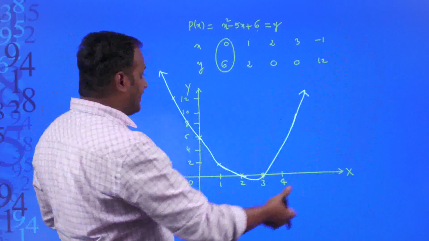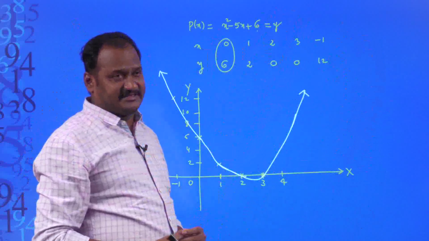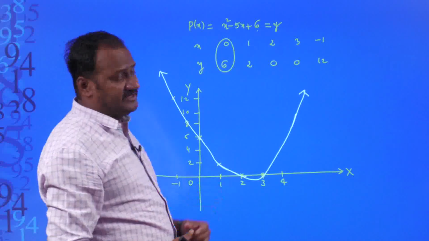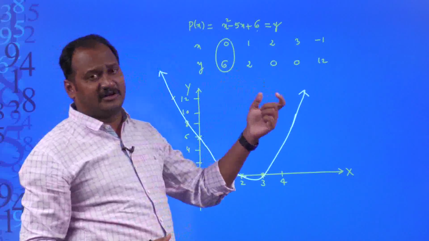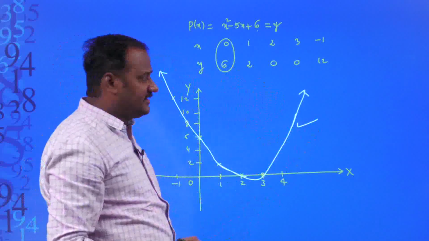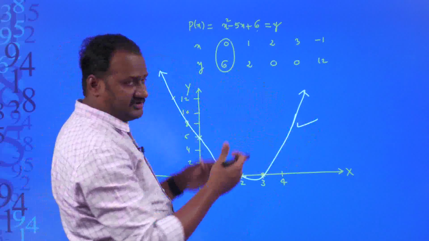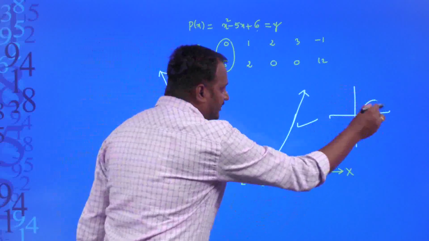Okay. It opens upwards. x square minus 5x plus 6, that is the polynomial, and that is a second degree polynomial. So, every second degree polynomial represents a parabola. Okay. So, here the parabola opens upwards. Sometimes the parabola will be like this. So, this would be the parabola.